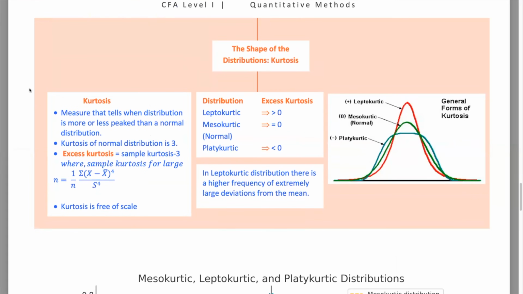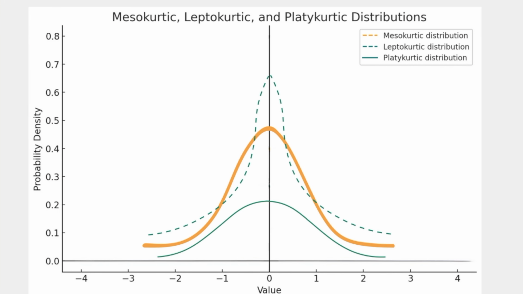Kurtosis helps us identify the tailedness of the probability distribution of a real valued random variable. In simpler terms, it tells us whether the data have heavy tails or light tails compared to a normal distribution. There are three types of kurtosis.